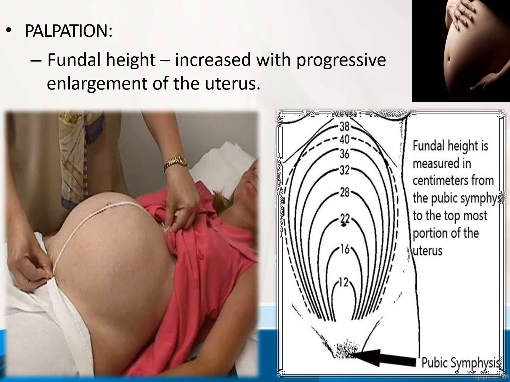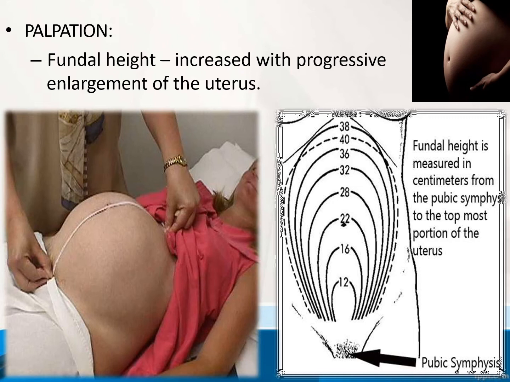We know in the physical examination, we used to do inspection, palpation, percussion and auscultation. Here, actually, we are not doing the percussion, but we are doing inspection, which we have seen already, and palpation and auscultation also we are supposed to do. Now let us see about the palpation. In the palpation, first you should see the fundal height. You should check the height of the uterine fundus.